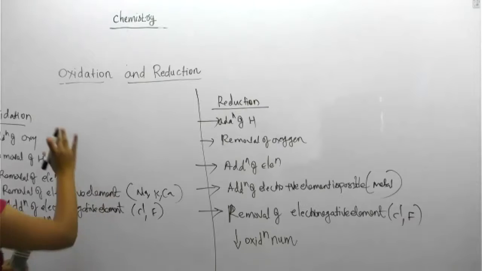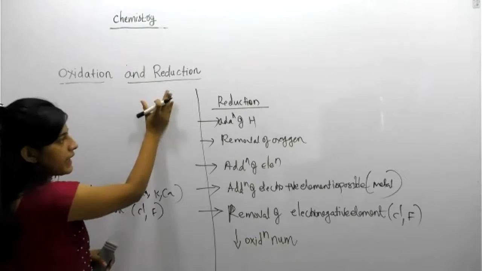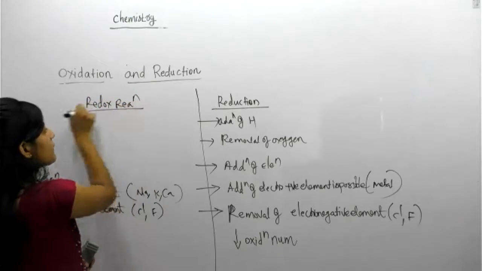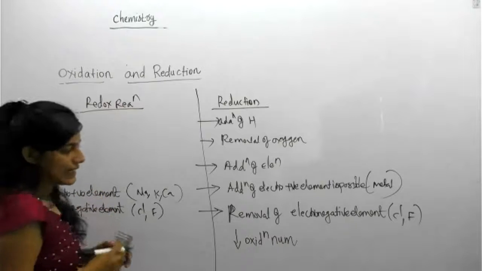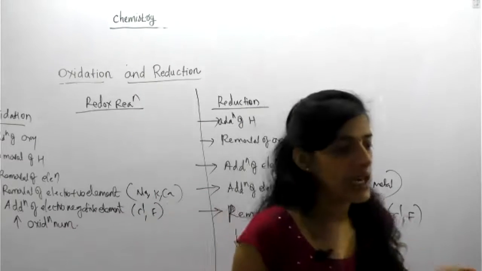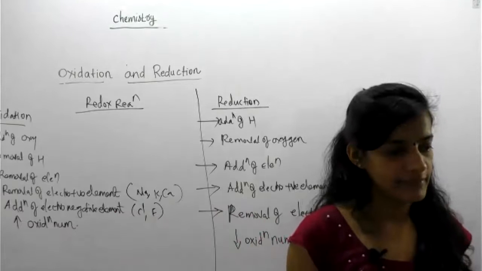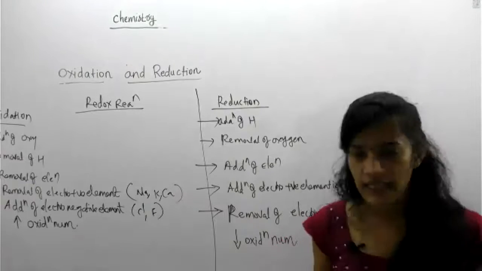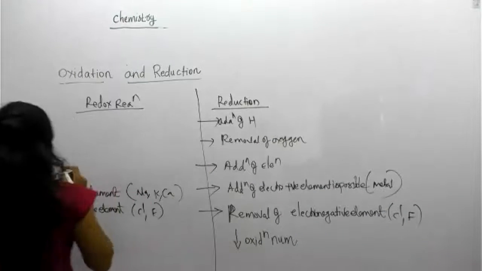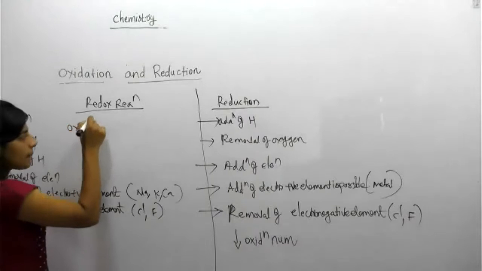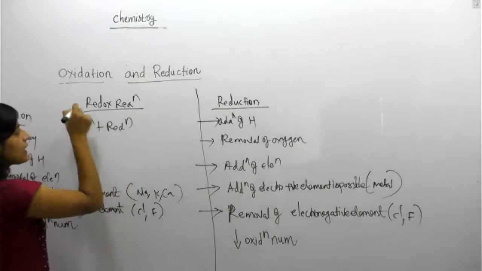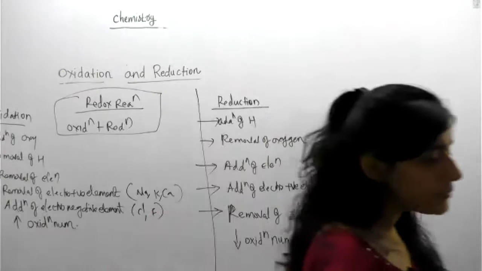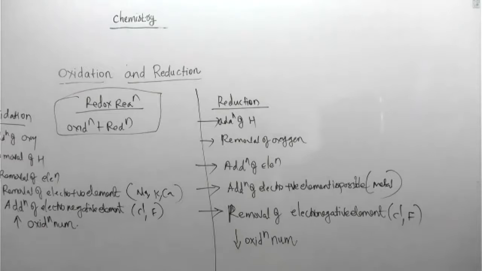Okay, I think now you are familiar with what we mean by oxidation and reduction. Then one more reaction is called a redox reaction. Are you familiar with the redox reaction? At a time, both oxidation and reduction happen in the same reaction. That kind of reaction is called a redox reaction. Oxidation plus reduction happening at the same time. So that also you want to study.